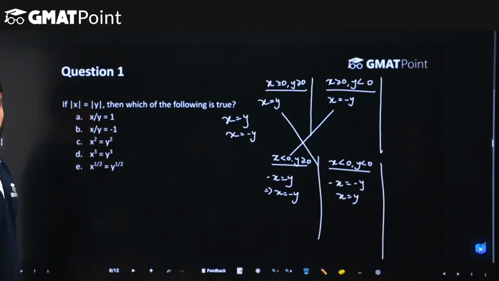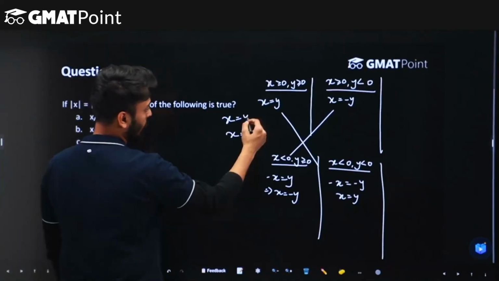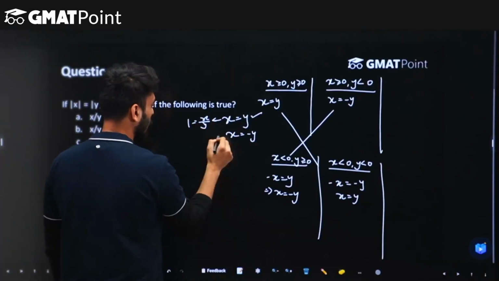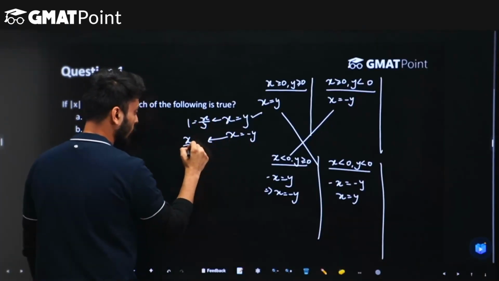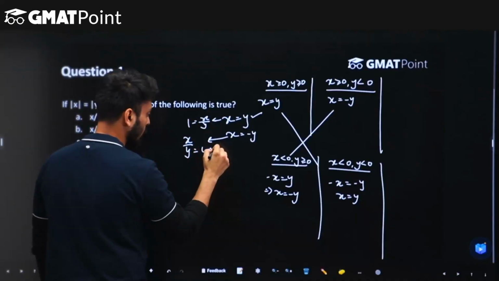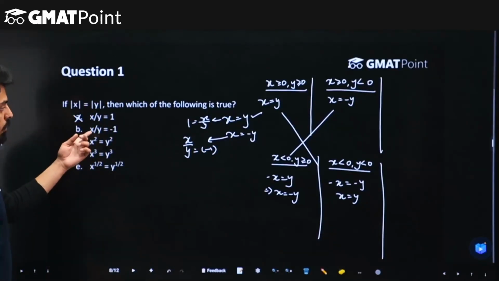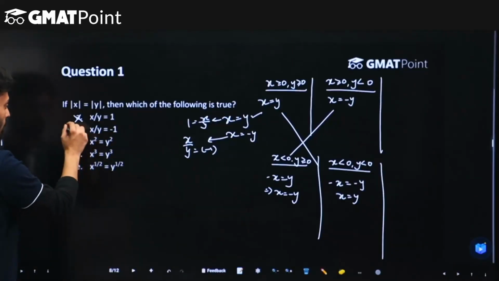Is x over y always going to be 1? No. It is going to be true for this case because we'll get x upon y equal to 1. But in this case, we'll have x upon y equal to minus 1. So this is not our answer. Similarly, option B is also not our answer because it's not necessarily true.